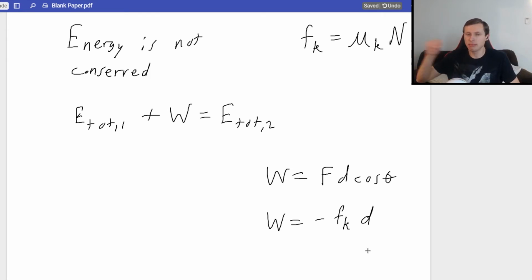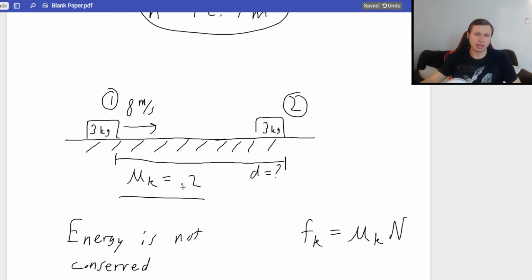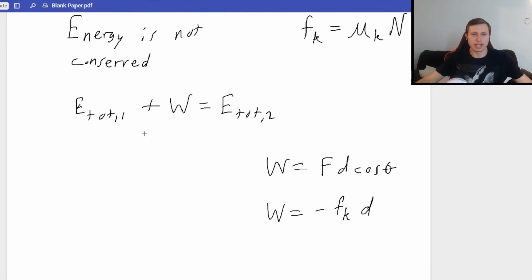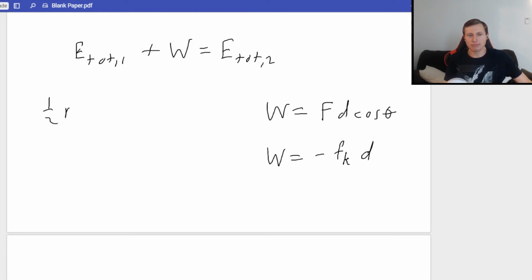Okay, so now let's think about what kind of energy we have at point 1 and point 2. I'm looking at my picture. I see that there's no height, so I don't need to worry about that. There's no spring, so I don't need to worry about that either. At point 1, there's only one kind of energy. It's kinetic energy, because there's a velocity. So my energy at point 1 is going to be 1/2 mv squared. I then add, I'll just say work for now, we'll solve it later, and that equals E total 2.